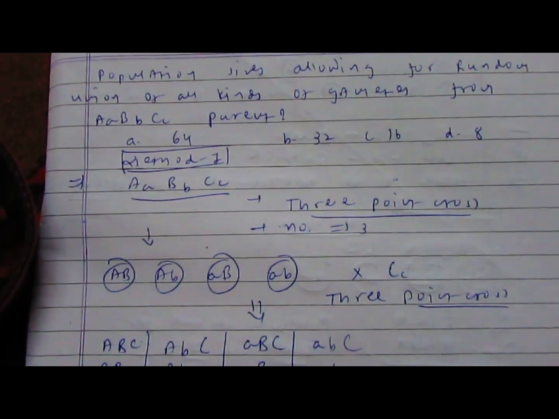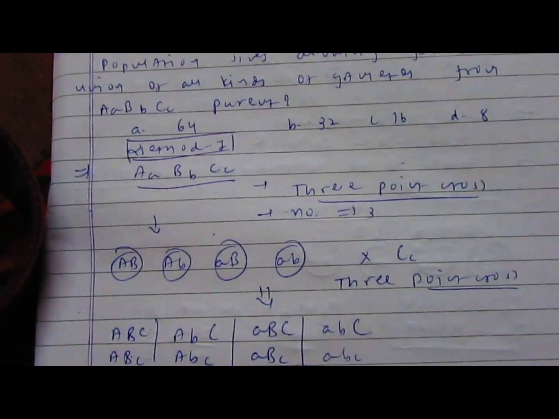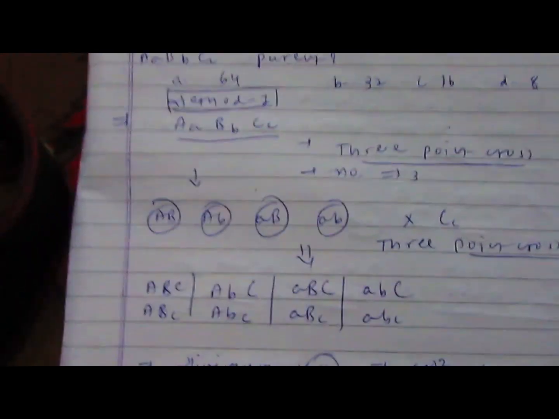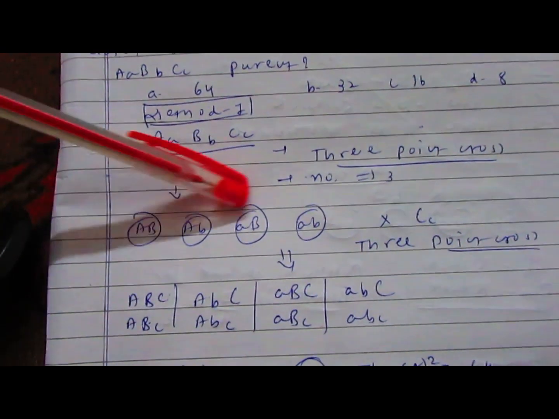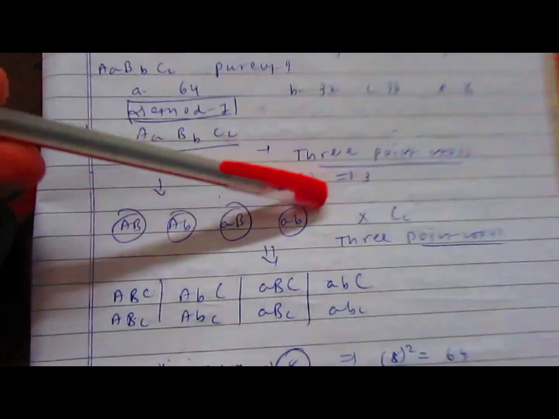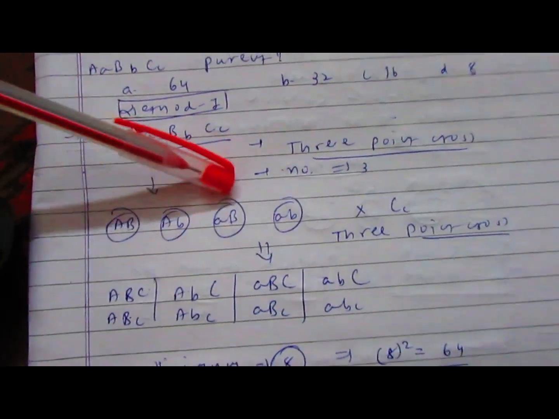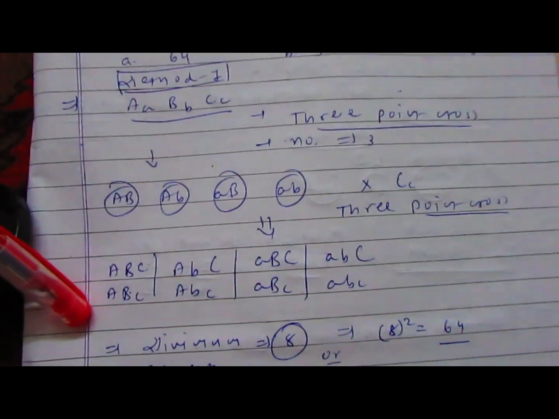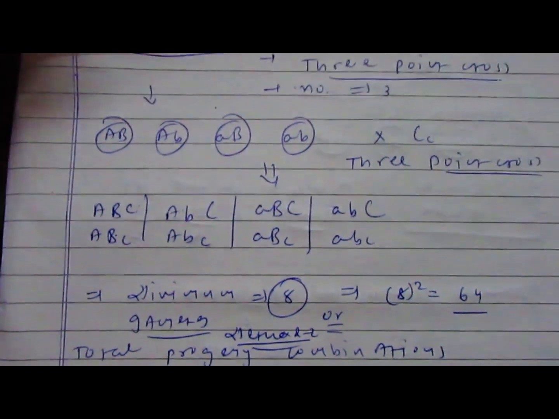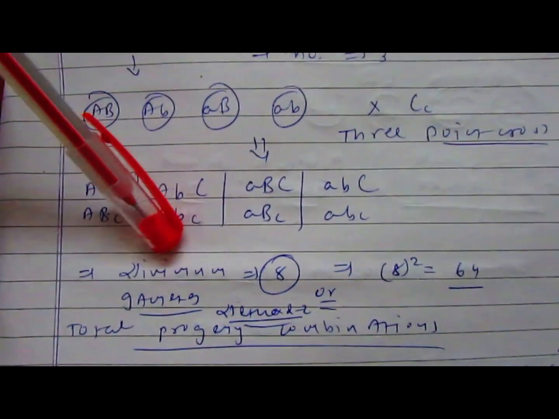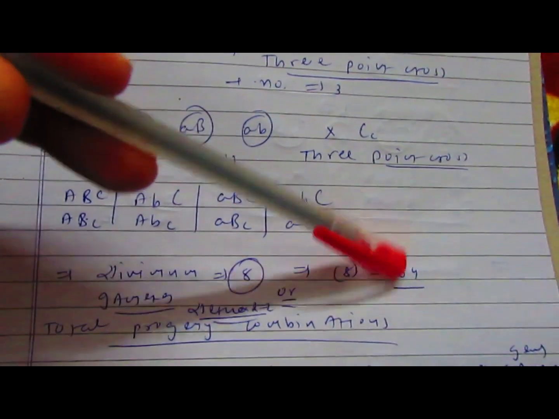First, the number of genes that are given is 3. So the total number of phenotypes will be 2 raised to 3, which is equal to 8. So I am applying for the first 2-point cross that gives 4 different gametes, crosses with a single gene, that is capital C, small c, which gives 8 different phenotypic combinations. So a minimum of 8 phenotypes will be produced. So the total number of progenies will be 8 raised to 2, which is equal to 64.